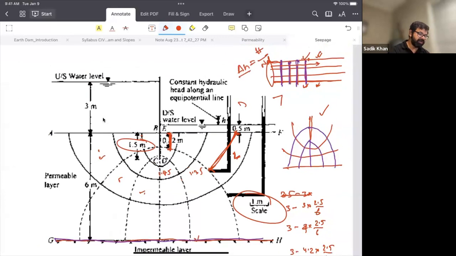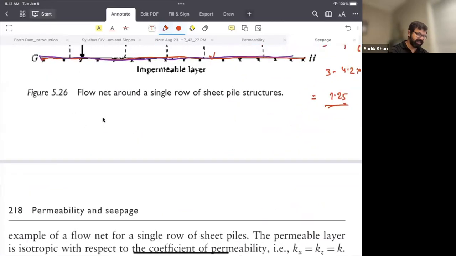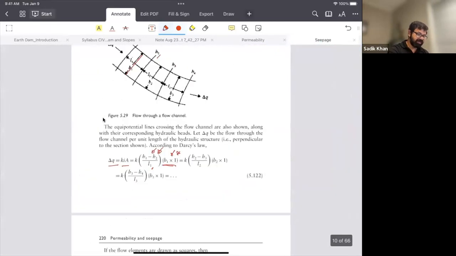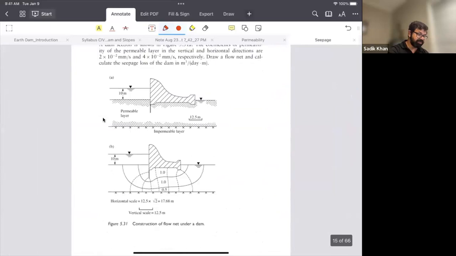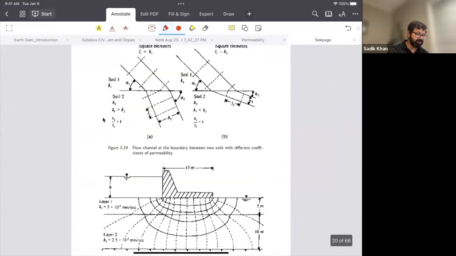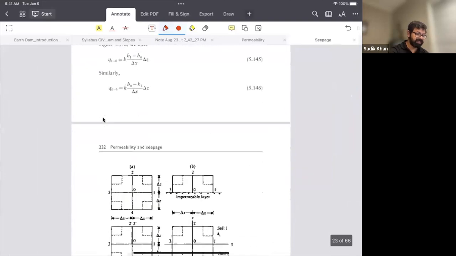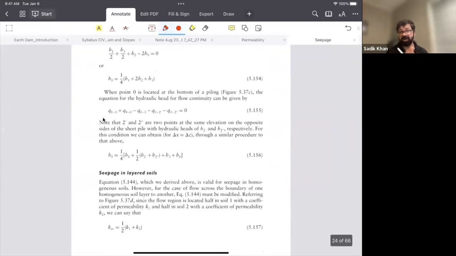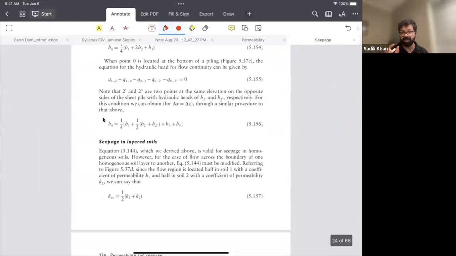So basically from there, you calculate the exit gradient and get a factor of safety. You know that the head difference, which is your number of drop, divided by the length. The length you calculate based on the graphical method. So you use a scale or ruler, and based on the ruler you find out what the length is, and look at the scale. So find out that number, you know.